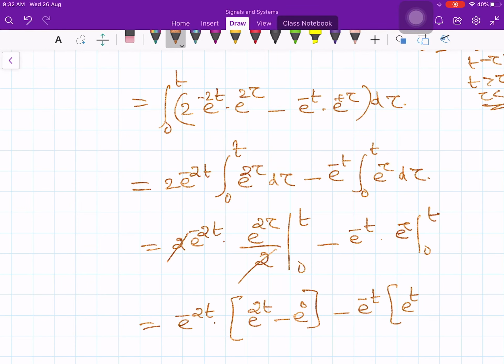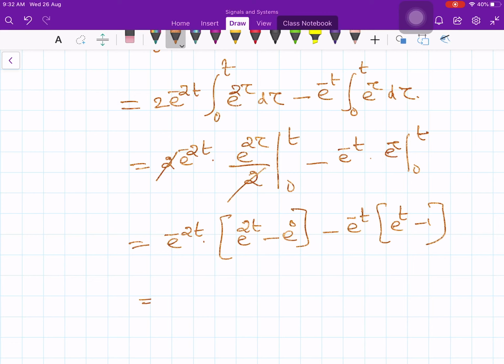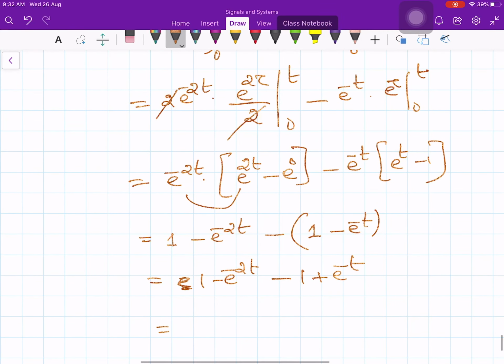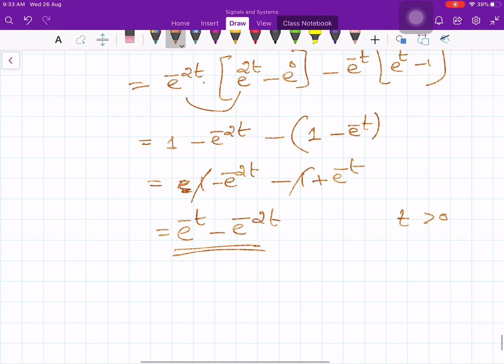So this is going to be, if you multiply this in this guy and that guy, then it becomes e to the 0, that is 1, minus e to the minus 2t. Okay. Minus, if you multiply inside, it becomes e to the 0, then minus e to the minus t. You take the minus sign inside, then it becomes plus 1 minus e to the minus 2t minus 1 plus e to the minus t. So the 1 and 1 get cancelled, and this one is valid only for t greater than 0. Therefore, your output a of t is equal to e to the minus t minus e to the minus 2t for t greater than 0.